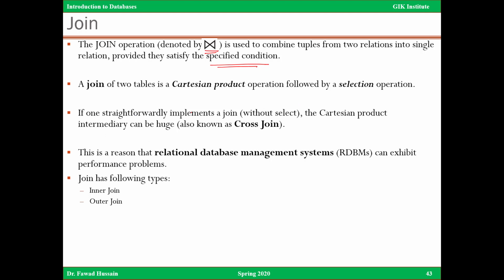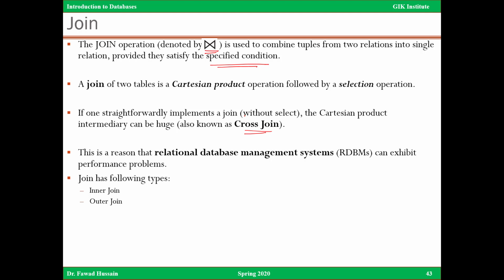So if one straightforwardly implements a join without any select, the Cartesian product can be very huge. We discussed this in the class: figuring out which one to filter first is important, because otherwise you have to first make the Cartesian product and then use the filter operator. Even though they are going to result in the same thing, using a join or using a Cartesian product followed by a filter, the second option may be very costly, because the Cartesian product itself is going to be a huge table, even though you are going to filter it at the end.